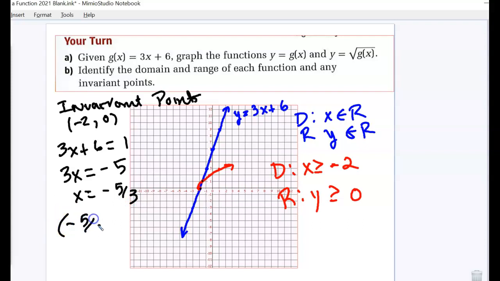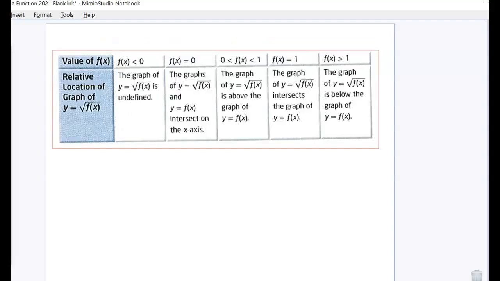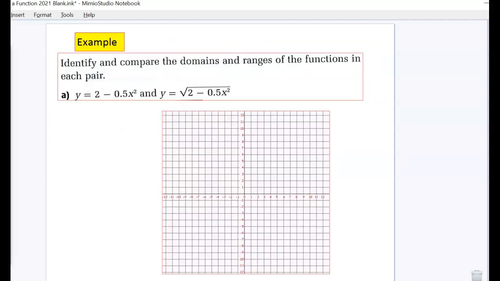So the other invariant point is going to be negative 5 over 3 and 1. All right. We kind of summarized this when we talked about sketching square root functions. So let's take a look at this guy right here.